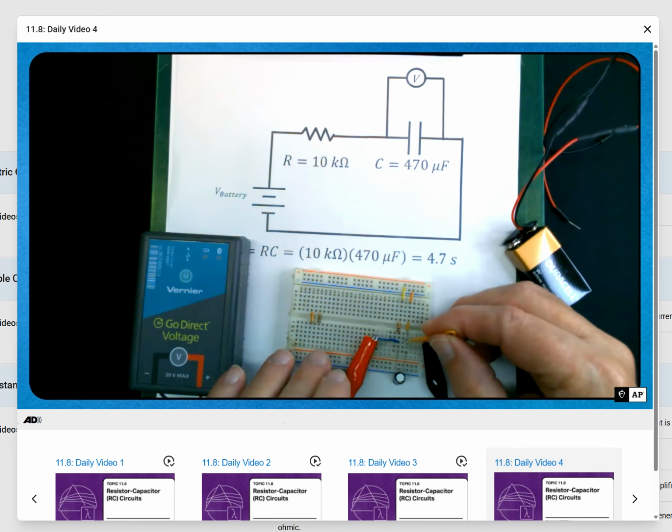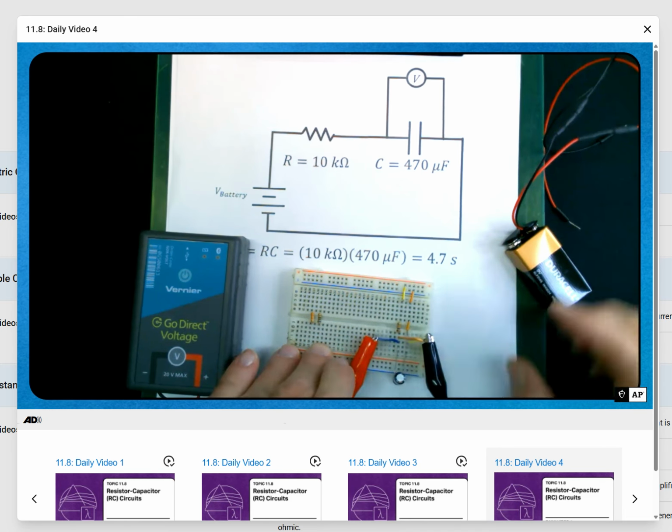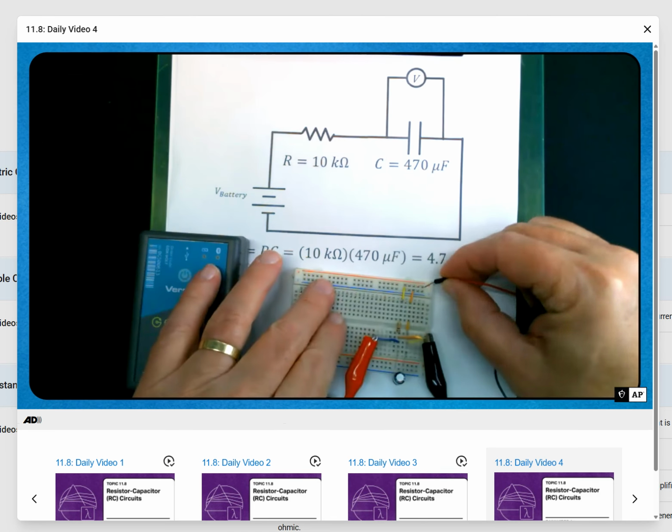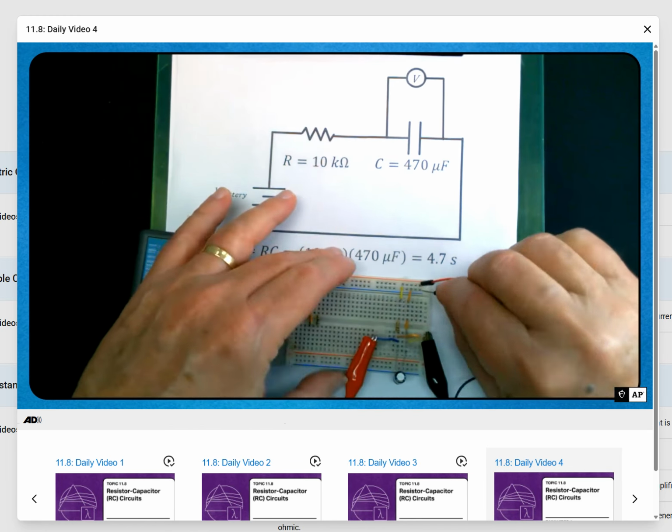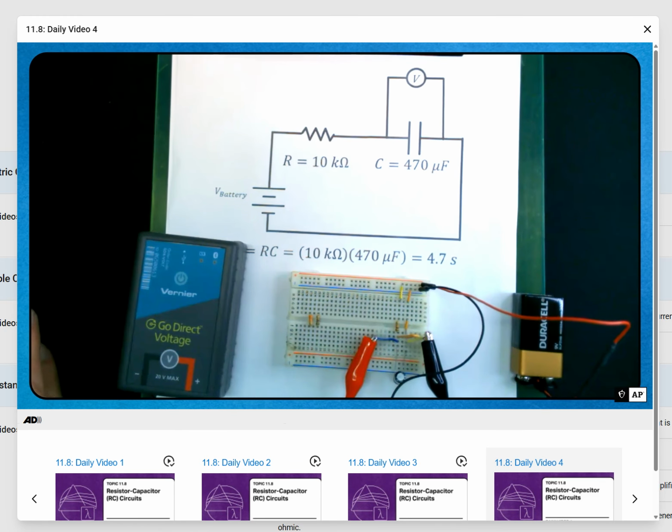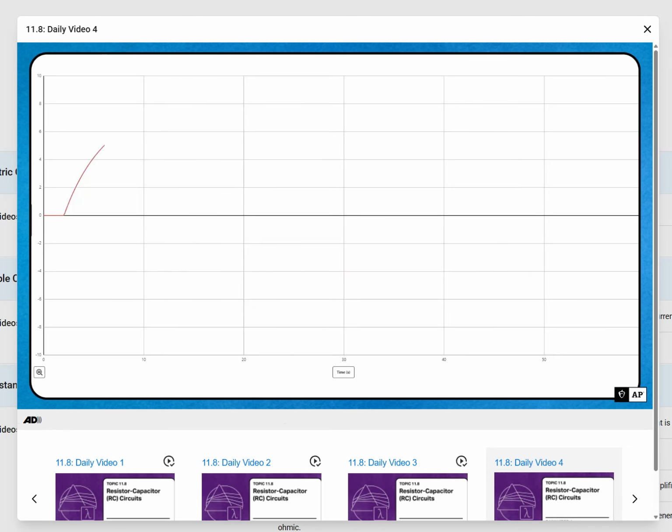So I'm going to start by hooking up a wire that will keep the capacitor from charging while I hook the battery up. So here's the positive lead. There's the negative lead. We're going to set our software to start collecting data, and then I'm going to remove this. Watch the graph. Look at that. Oh, it's beautiful. That exponential curve. Oh, it's a gorgeous thing.